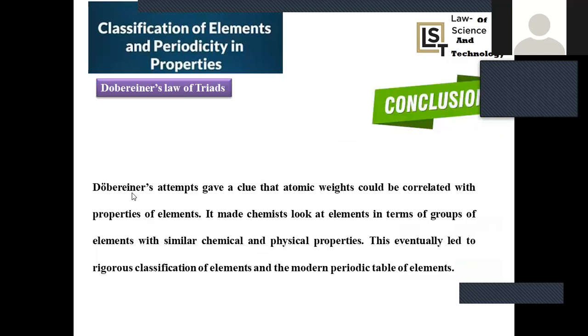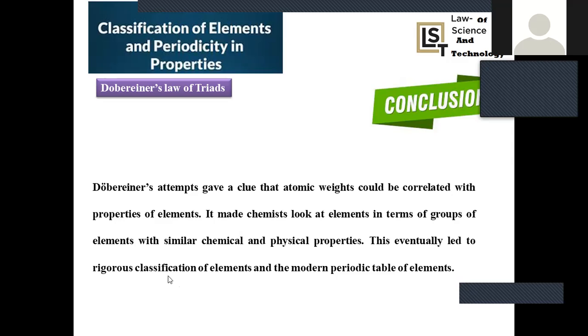Now, what is the conclusion for this? Dobereiner's attempts gave a clue that atomic weights could be correlated with the properties of elements. So atomic weight is the main criterion to classify all the elements in the periodic table. That is the main assumption provided by Dobereiner. It made chemists look at elements in terms of groups of elements with similar chemical and physical properties. Whenever a new element was introduced, scientists had a tendency to keep it in different groups. That kind of group assumption was given by Dobereiner triads. In that way, clusters of elements with similar properties were made into similar groups.